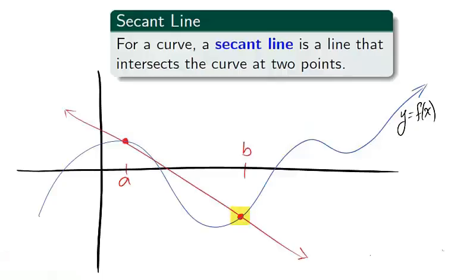Given a function f of x, a secant line is a line which passes between 2 points on the graph. As a line is fixed once 2 points are specified, there can only be one secant line for 2 points (a, f of a) and (b, f of b).